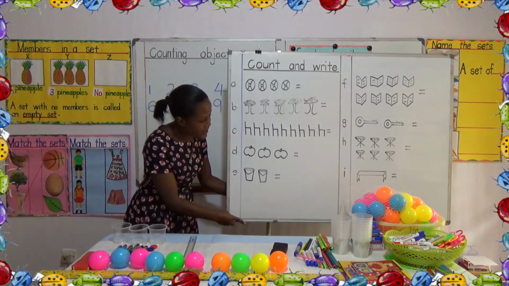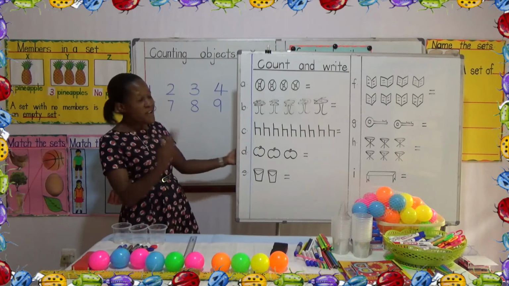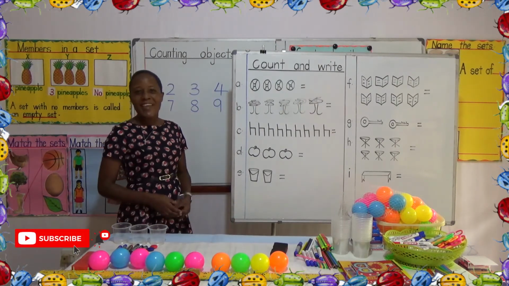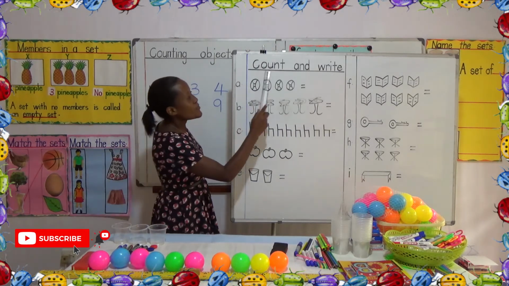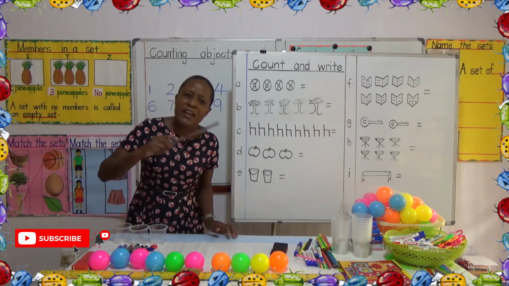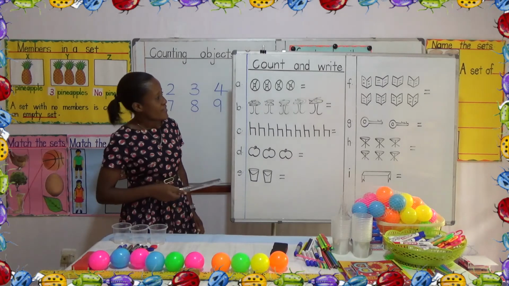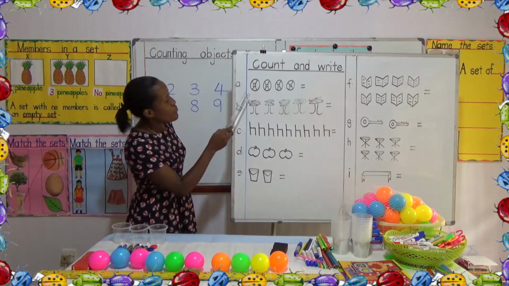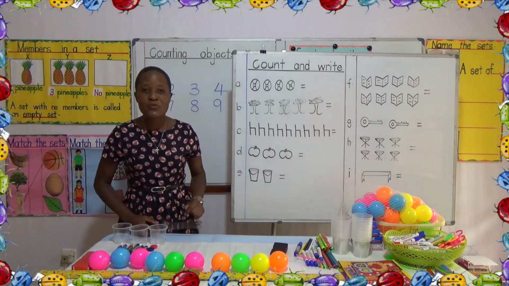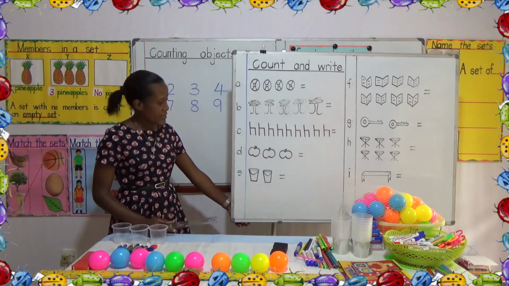Our activity is just right there. Very simple work. What does it say? It still says count and write. You're counting and you're writing the number. After counting, you write the number. So we have balls. This time I'm not going to count with you. I will leave you to count alone and then you write.